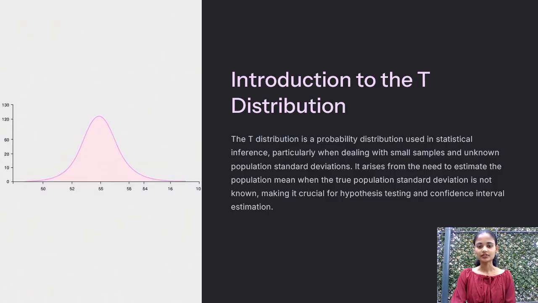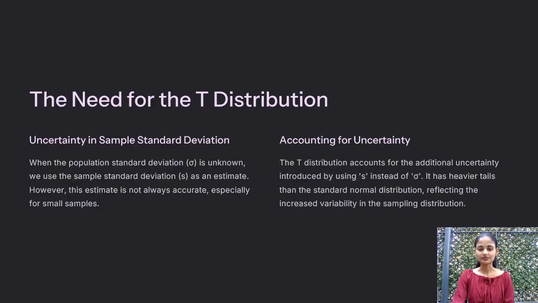Introduction to the T distribution. The T distribution is a probability distribution used in statistical inference, particularly when dealing with small samples and unknown population standard deviation. It arises from the need to estimate the population mean when the true population standard deviation is not known, making it crucial for hypothesis tests and confidence interval estimation.